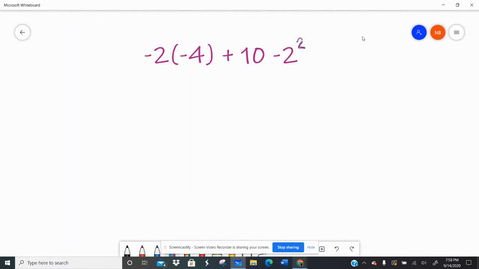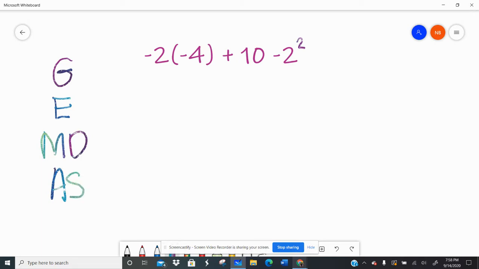All right, let's throw in some exponents and some negative integers here. So let's do this GEMDAS again. Every time, make the key for yourself. Now, I do see those parentheses, but again, I have an integer outside of the parentheses, and that's really just another way of writing -2 times -4, plus 10 minus 2 squared. So it's really just multiplication, so I don't have any real grouping symbols.